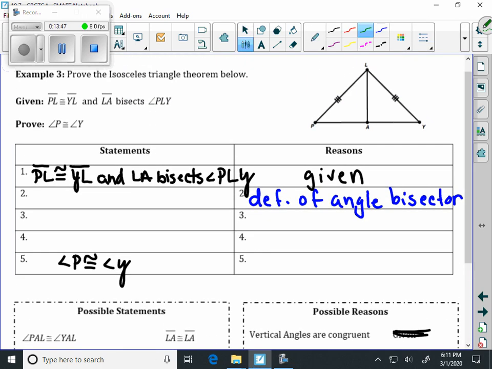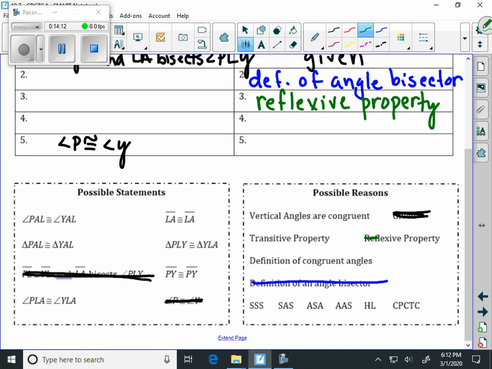Another piece that I notice of this particular picture seems to be pretty common is that we have shared side triangles, and when we have shared side triangles, then somewhere in this problem we're going to need reflexive property. So we'll look down here in our possible reasons, and hopefully we've got that, and we do. So we can get rid of that one.